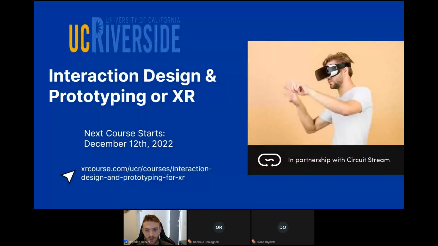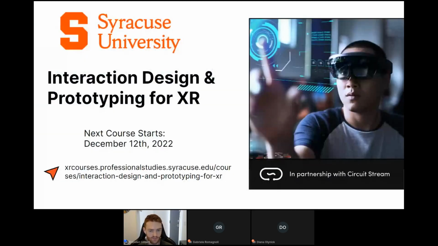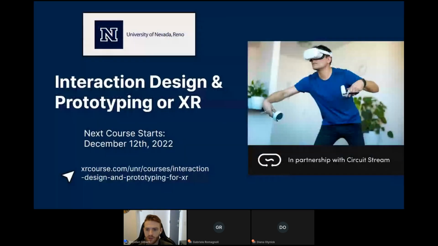We're also partnered with the University of California, Riverside. So if you're close to there and that's a school you would be looking into, go ahead and take down that URL. Also Syracuse University, pardon me. Again, all of them have the same launch date, December 12th. That's going to be a big date for us here at Circuit Stream. And certainly last but not least, the University of Nevada, Reno. If you are close by, I'm sure they would love to chat further with you.